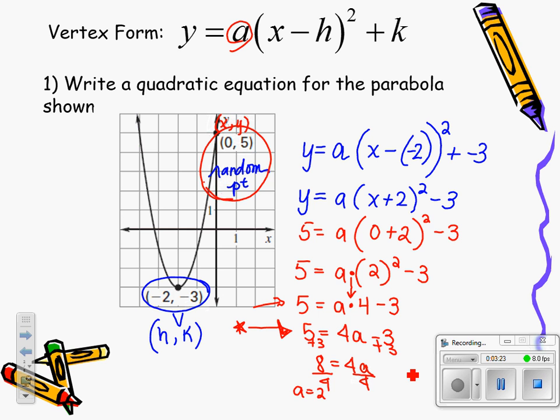Now, if I know that a equals 2, I can come back up here to my equation, take out the a, and put the 2 there. And that will be the quadratic equation of this function. Okay, let's try it again.